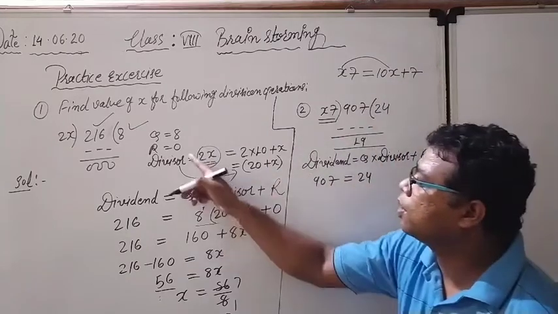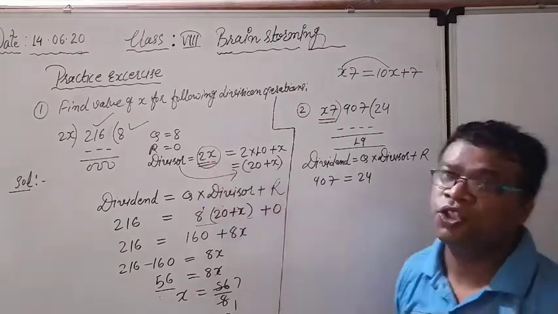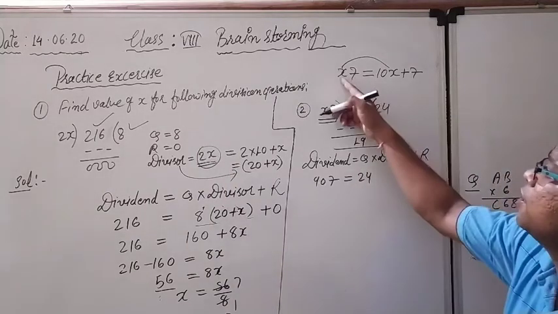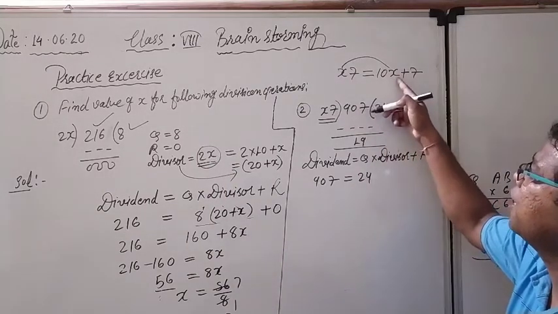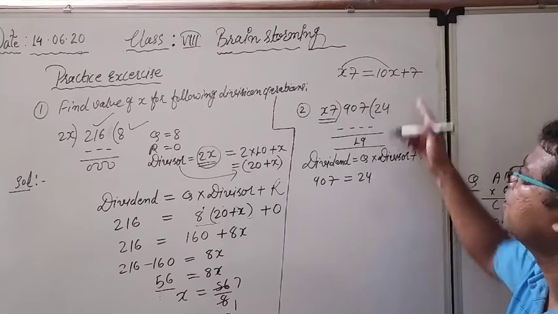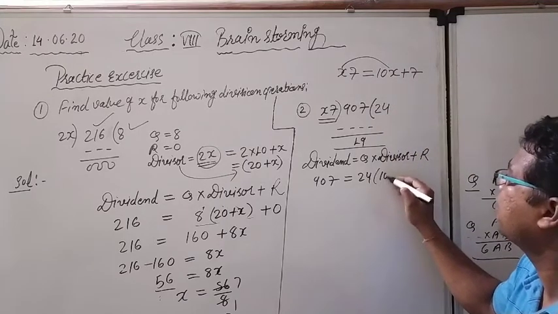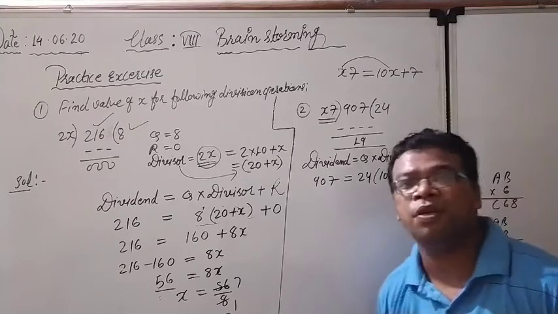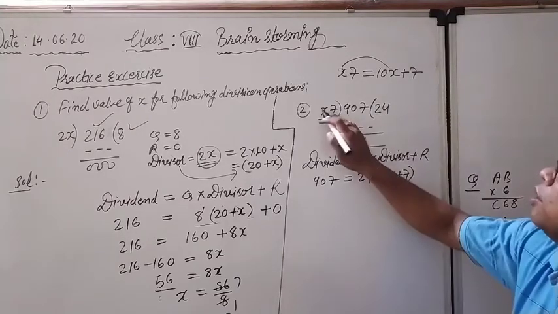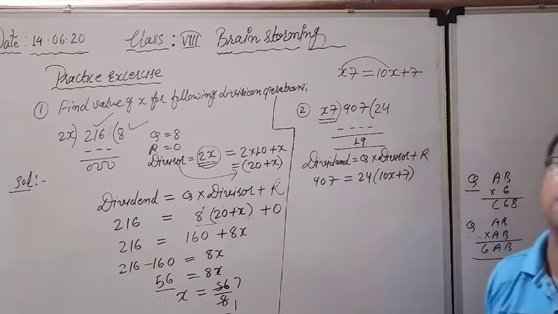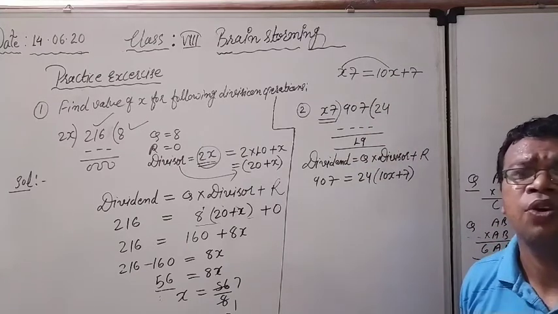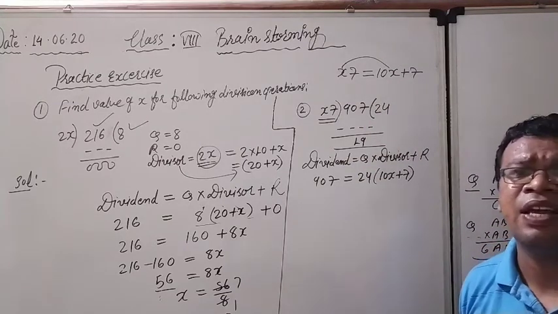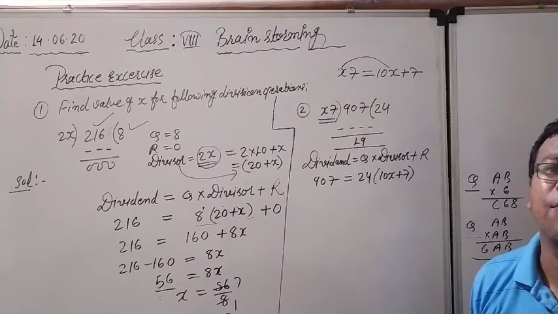Same like before, you can see 20 plus x, tens place digit x multiplied by 10, so 10x plus unit digit 7. Same thing I have to fill here, 10x plus 7. Only this was the thing: if you have understood how I am going to convert x7 in the form of 10x plus 7.